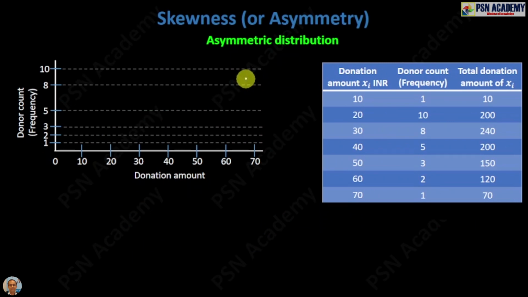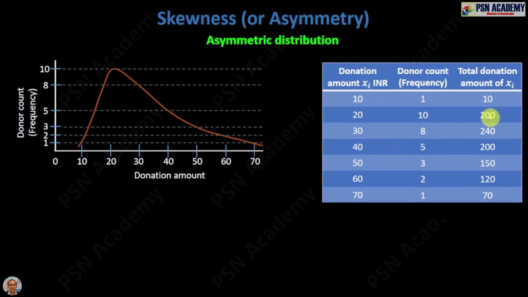Now we start with asymmetric distribution. Here is your table, and the donation amounts are like this. You have the donor count and you have the total donation here, and you get a curve like this. Why? Because you see here, 10 rupees was given by one person as before, so it is 10. And you see this 20 rupees was donated by 10 persons, and you get 200 rupees in total.